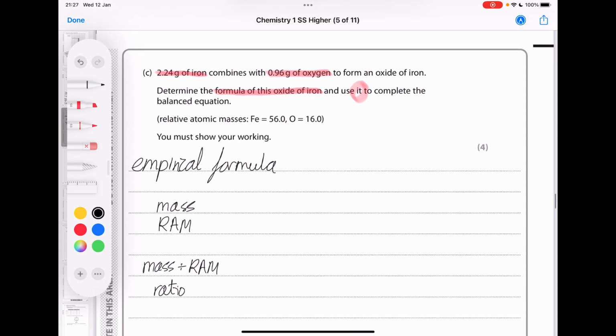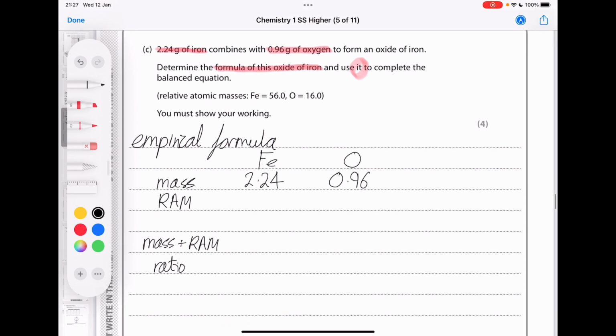The masses I was given in the question. I've got iron and I've got oxygen. I have 2.24 grams of iron and 0.96 grams of oxygen. And my relative masses are 56 for iron and 16 for oxygen. Lots of people put these numbers in the wrong way around. You must always do the mass divided by the relative mass. Doing it the other way around doesn't make any sense.